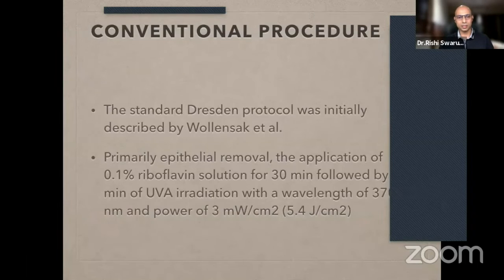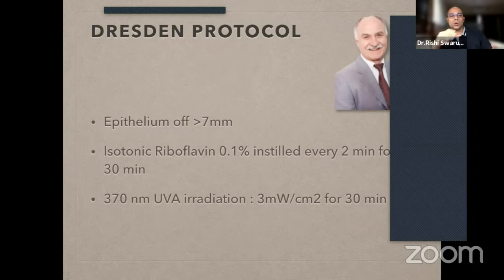So how do you navigate this sea of protocols that are available, and how do you choose the right one for your particular patient? So the Dresden protocol was first described by Wollensak et al., in which they do an epithelial removal, apply 0.1% riboflavin for 30 minutes, followed by irradiation with UVA of the fixed wavelength for another 30 minutes. The power of the cross-linking UV is 3 milliwatts per centimeter square, which comes to 5.4 joules per centimeter square. So we remove about 7 to 8 millimeters of the epithelium, depending on the size of the cone.